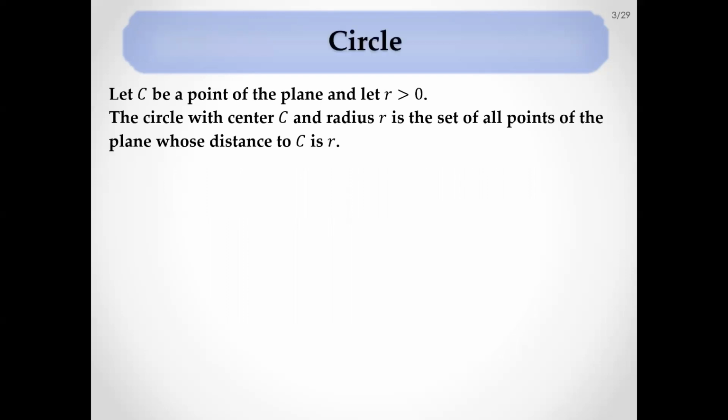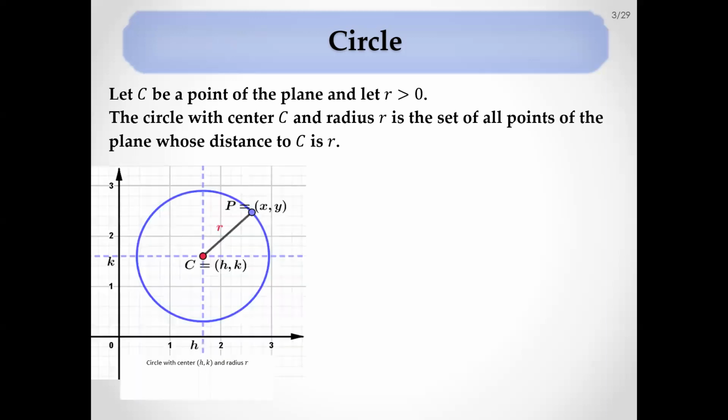So what's a circle? A point. So to define a circle, we need a point and a real number, a non-negative real number R. So C will be the center, R is the radius, نصف القطر, and the circle with center C and the radius R is all points on the plane whose distance to C is R.